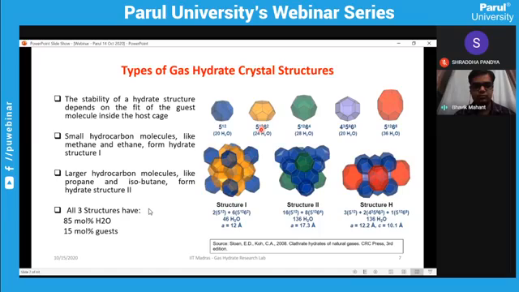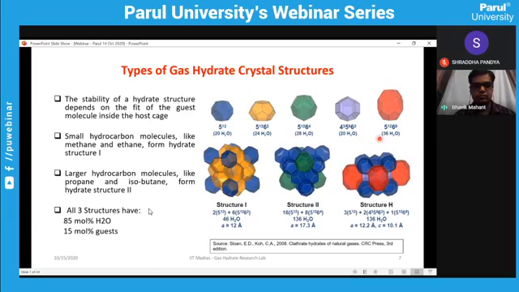In the large cage, you can see 12 pentagons and 2 hexagons. These two are combined with each other and make structure 1. In the structure 1 hydrate, a total of 46 H2O will be used, and this is what it looks like. So it is totally a cage-like structure only. If you talk about structure 2, then the same small cage and another large cage, which has 12 pentagons and 4 hexagons, are combined with each other and make the structure 2 hydrate.